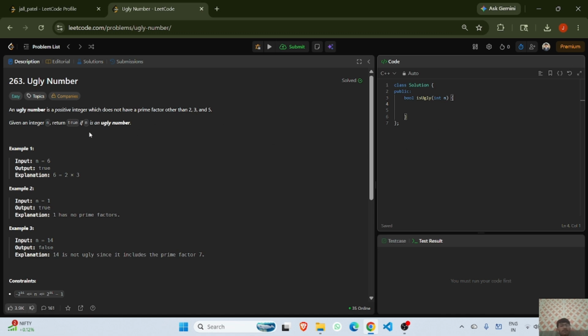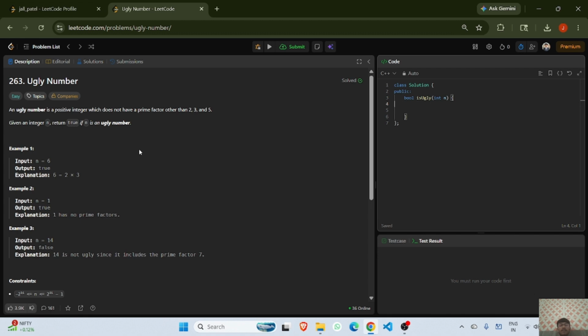Today we are going to solve LeetCode problem number 263, Ugly Number. This is a very simple and interesting mathematical problem that checks whether a number contains only specified prime factors. So let's understand the problem statement first.